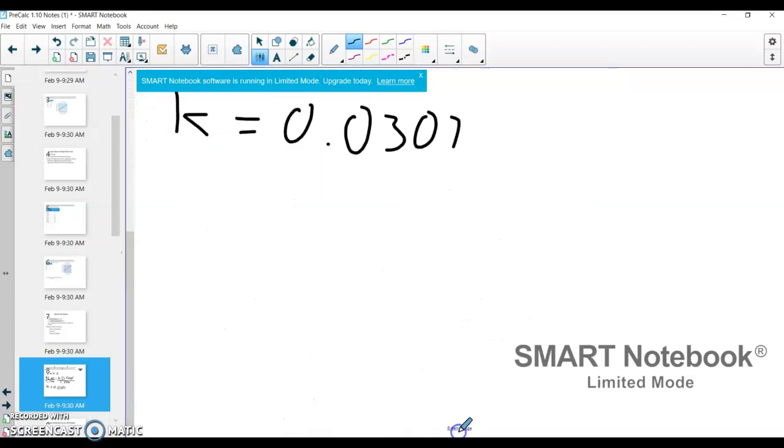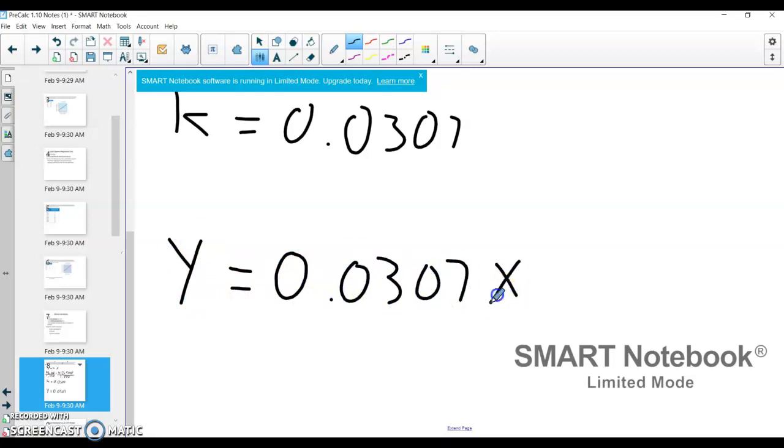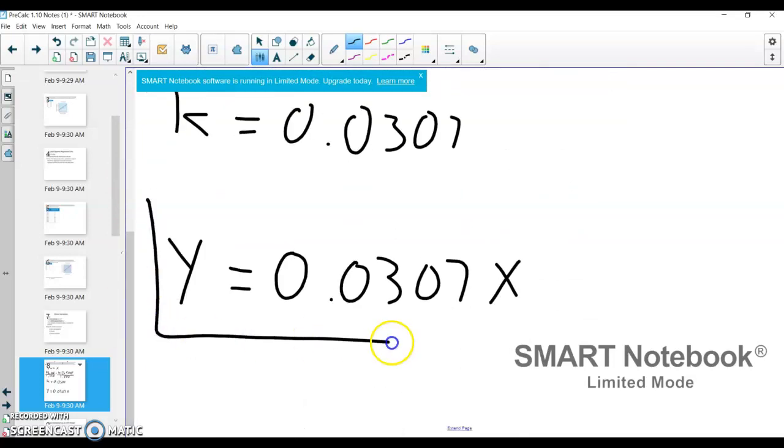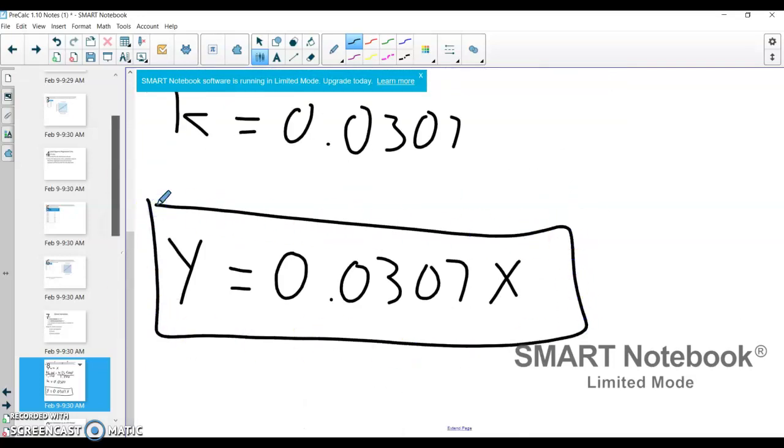And then to set up my equation, because that's all it wants me to do is set up a mathematical model, I just have to use my direct variation, where I'm going to leave y as y. I'm going to now plug in k, which is 0.0307, and I'm going to leave x as x, and that would be my mathematical model for the direct variation using the numbers that they give me and the situation they give me. Okay, so that's the first type, direct variation.